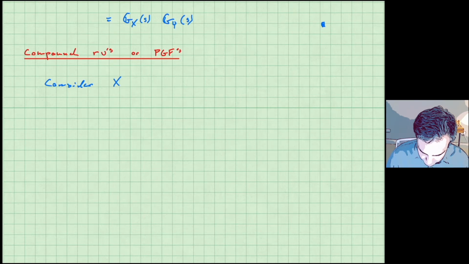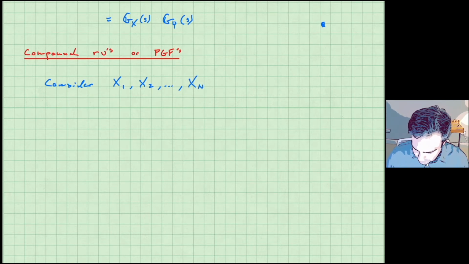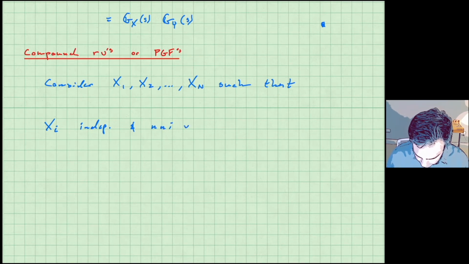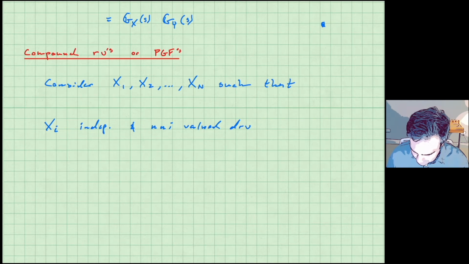So suppose you have this sequence, x1, x2, and so on, up to x capital N, such that the following is true: each of those xi are independent, and each of them is a non-negative integer valued discrete random variable.